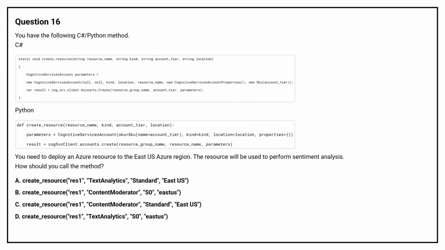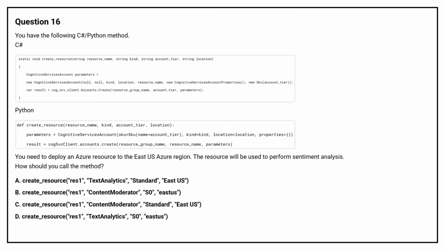Question number 16. You have the following C# or Python method. The first image is the C#. The second image is the Python. You need to deploy an Azure resource to the East US Azure region. The resource will be used to perform sentiment analysis. How should you call the method?